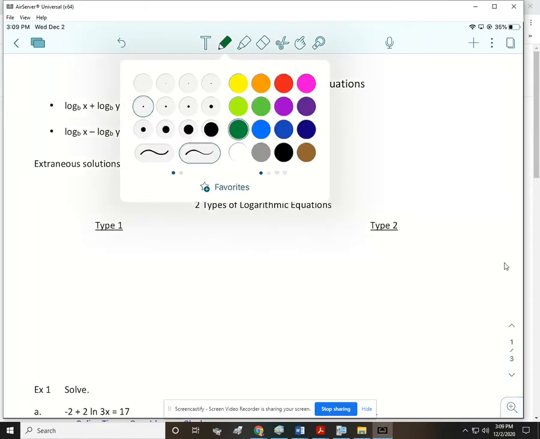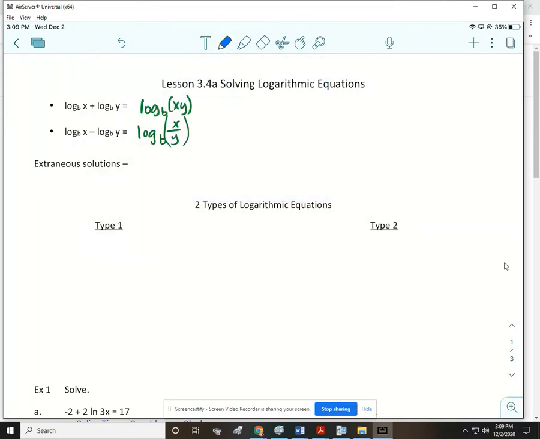Another thing that we need to revisit is the idea of extraneous solutions. If you remember back from like August when we talked about this, extraneous solutions are false solutions. On these particular types of equations, the false solution comes when you plug the value back in, but it makes the argument negative. So the value you get is not in the domain of the problem. One thing to keep in mind when you're checking for extraneous solutions is that the argument cannot be negative.